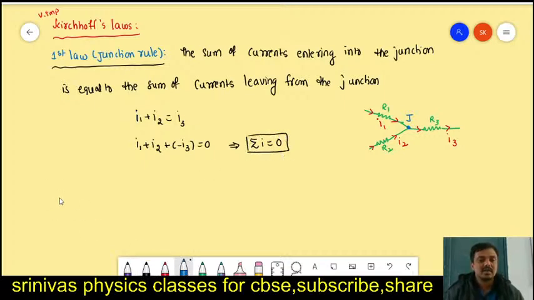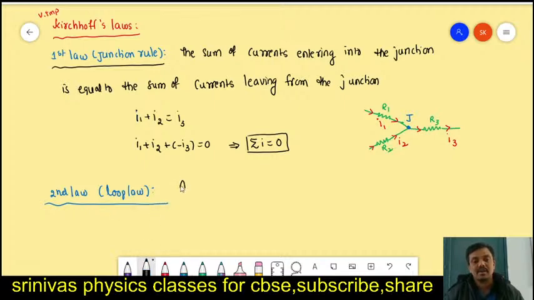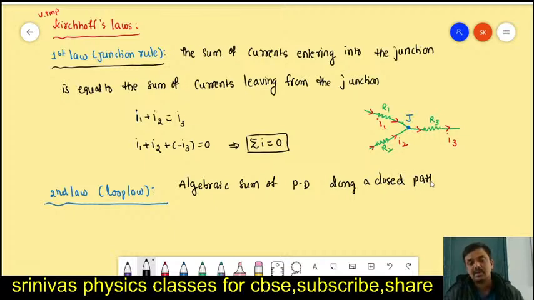The next one is the second law, which is called the loop law. This is applied for a loop. Loop means a closed path. According to this law, the algebraic sum of potential differences in a closed circuit, along a closed path, is equal to 0. This is the second law.